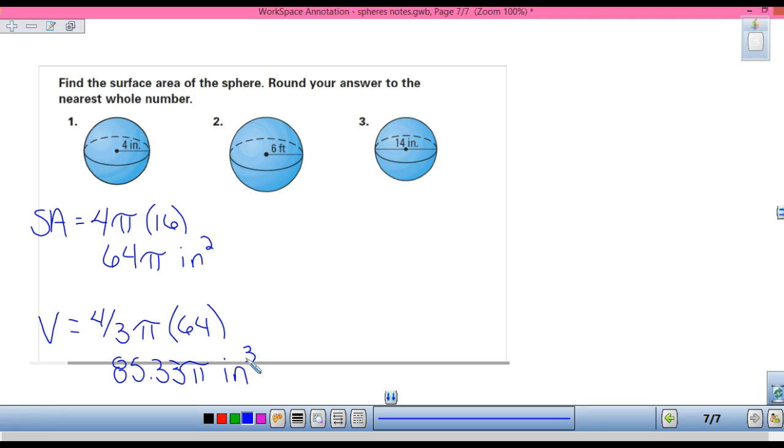Okay, so be careful with your two formulas. Make sure with your volume you're cubing your radius. With your surface area, you are squaring. Got it?